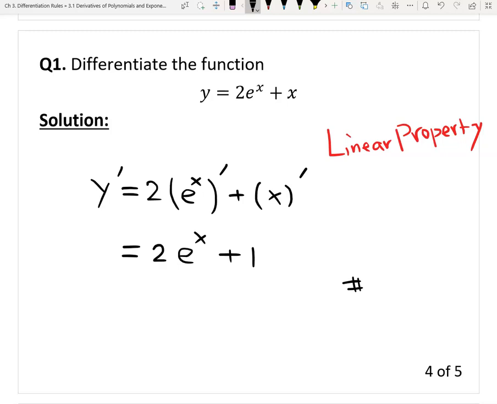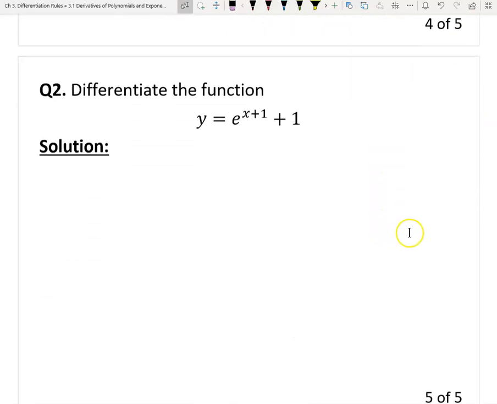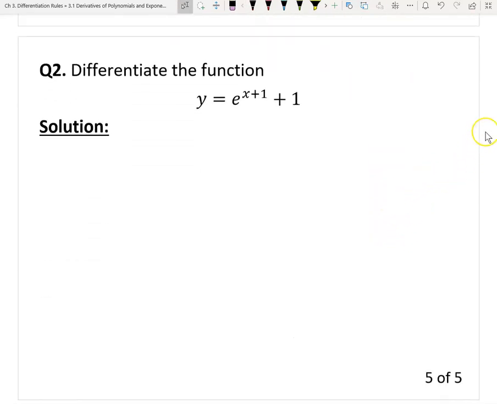Let's look at one more. Can we see this question? This time is different. This is a composite function, a natural exponential composed with a linear function. We don't have the chain rule yet to find the derivative of a composite function, which is a future topic. I will show you later. So far, how to do?